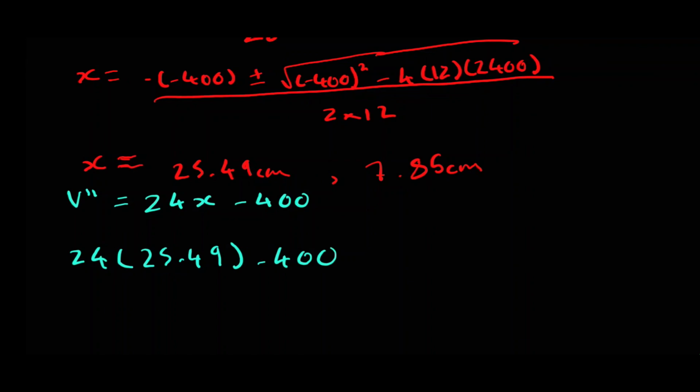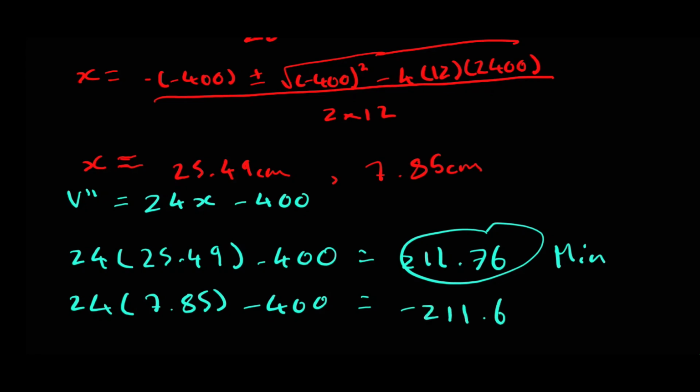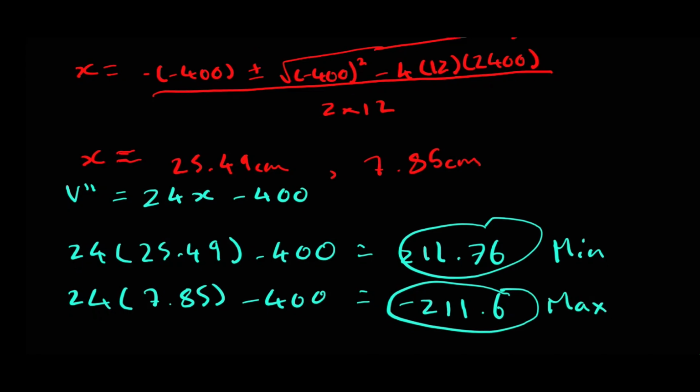So first, if we plug in 25.49, we get 211.76. And that's a positive number, so therefore it's a minimum. Now if we plug in 7.85, so 24 times 7.85 minus 400, and that equals around negative 211.6. So because it's negative, that means that it's a maximum. So that means to maximize volume, the squares that you cut out should be 7.85 by 7.85 centimeters.